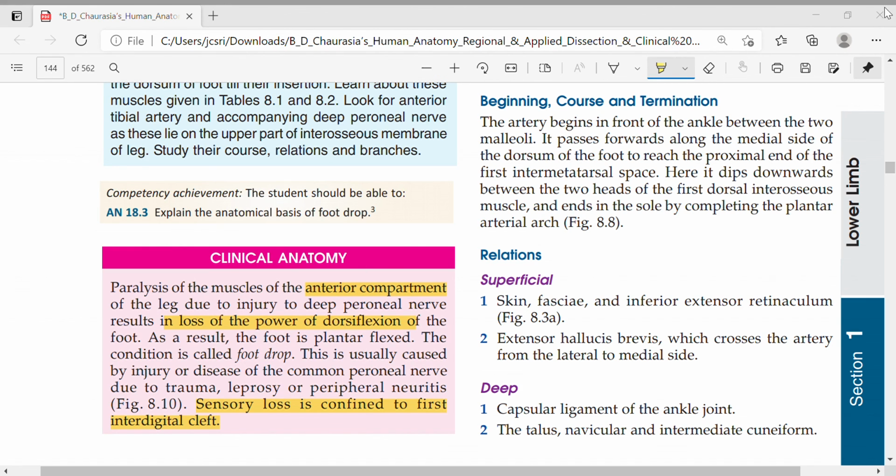So the two clinical or applied aspects of the anterior compartment are anterior compartment syndrome, affecting the deep peroneal nerve, and shin splint, affecting the tibial artery. So this is about the second part of the anterior compartment, which includes the deep peroneal nerve, anterior tibial artery, and applied aspects of the anterior compartment of the leg. Thank you.